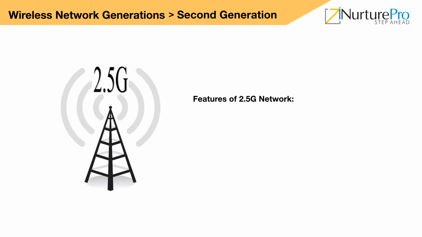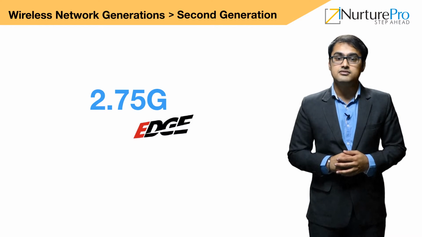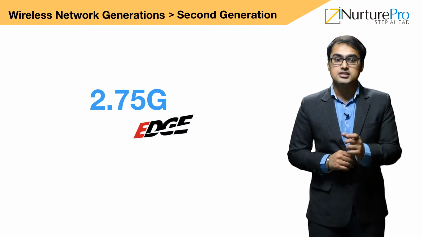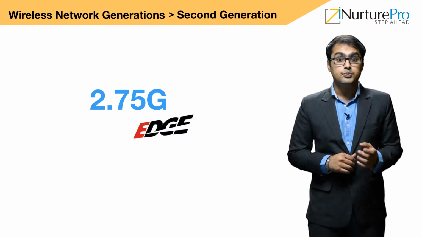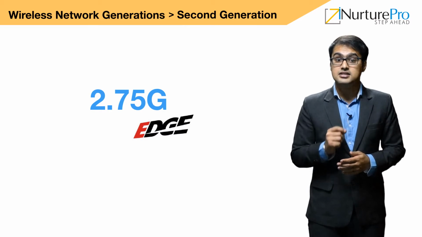Later, 2.5 generation wireless systems were introduced. It offered continuous network coverage to users, which enabled them to make calls or utilize data whenever required. Mobile service providers charged their users for data usage. This system used General Packet Radio Service, also known as GPRS, a radio technology that served GSM networks. Later, in 2.75 generation, wireless systems were introduced, which used Enhanced Data Rates for GSM Evolution, also known as EDGE, to provide double the data transfer speed provided by the 2.5 generation wireless system.